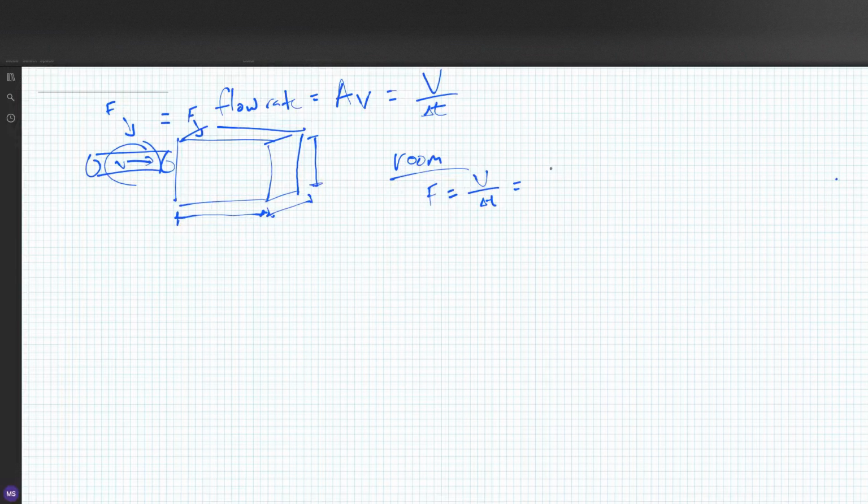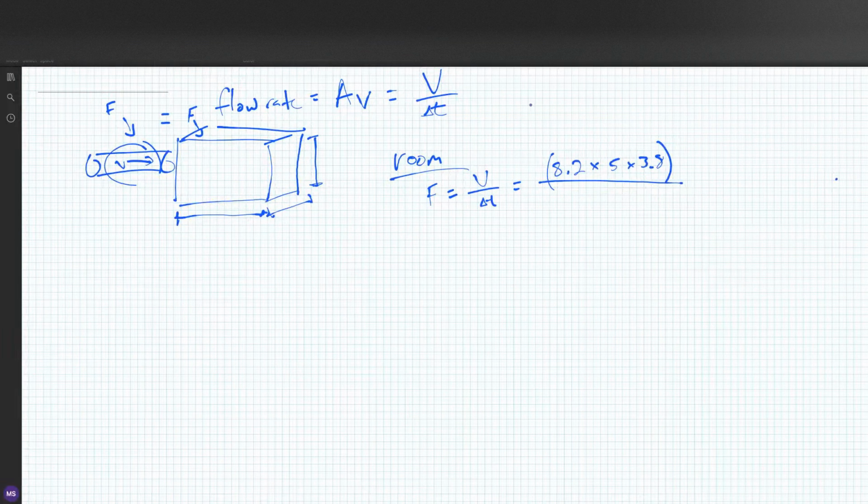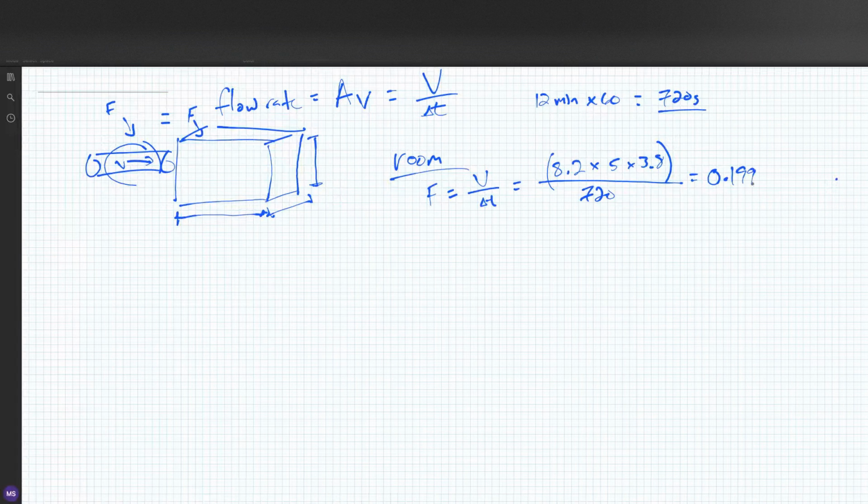So the volume is just the dimensions of the room. So 8.2 times 5 times 3.8, right? That's going to be my volume. And the time interval is 12 minutes, right? But we need to turn that into seconds. So 12 minutes, if I multiply this by 60, that'll give me seconds, and that comes out to 720 seconds. So take this number, divide by 720, and that means the flow rate is 0.199 cubic meters per second.